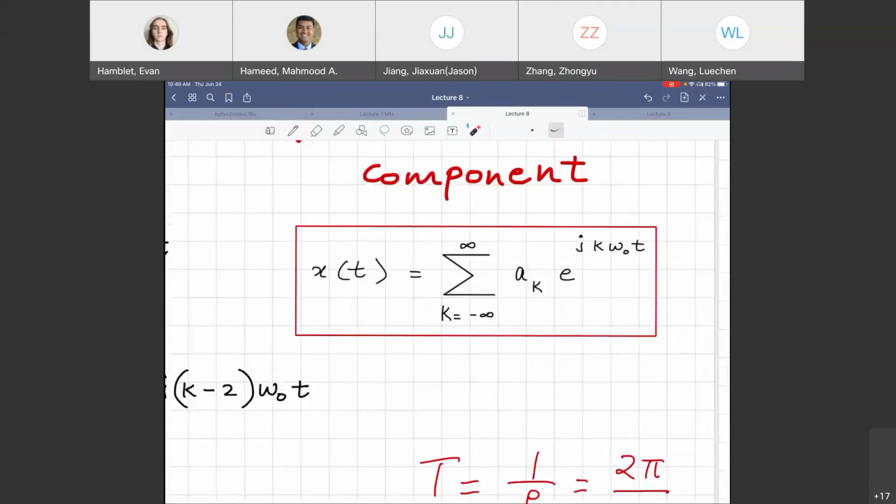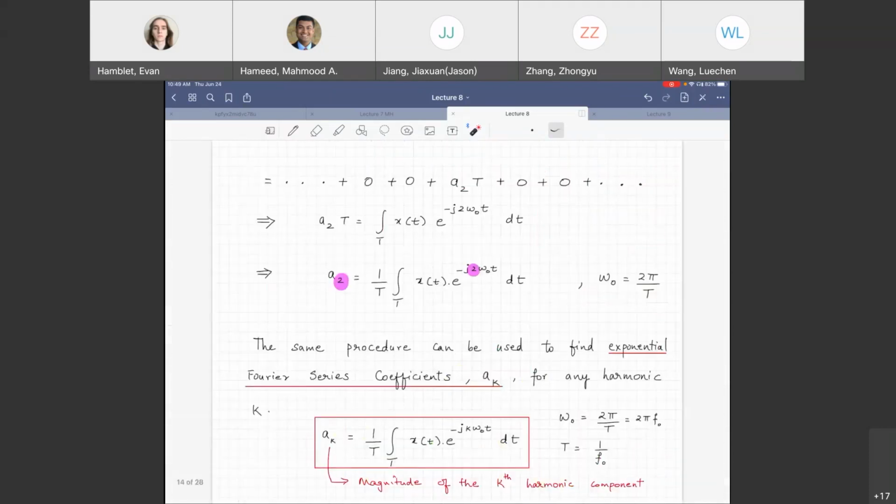Now, let's talk about these a sub k's. What are a sub k's? Fourier series coefficients. What does k equals 0 signify? What does a sub 0 indicate?